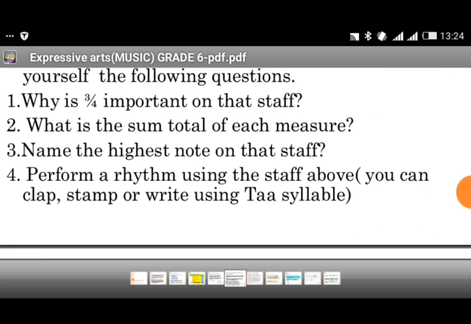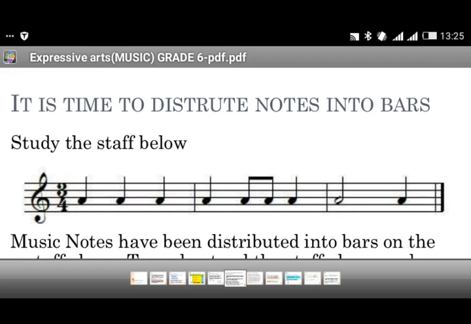Perform a rhythm using the staff above. You can clap, stamp, or write using the syllable. As we know, a crotchet has 1 beat, ta. If you are using a stick, just click once. If you are stamping, stamp once. If you are playing keyboard, just press once and count 1, and you will make the sound of a crotchet. But for quavers, if you're using a stick, double click it to make 2 sounds, ka-ka, to show that we are having 2 quavers.